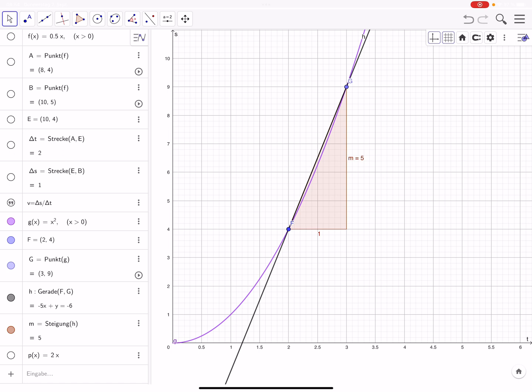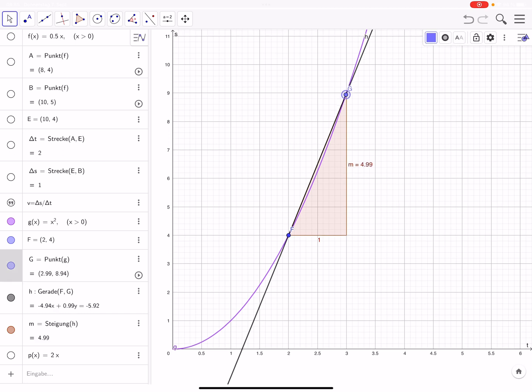So that's called the average speed, but the momentary speed doesn't make sense to have a time interval and talk about momentary speed of the purple one, because obviously it changes. So what we need to do is decrease the distance between the 2 points.